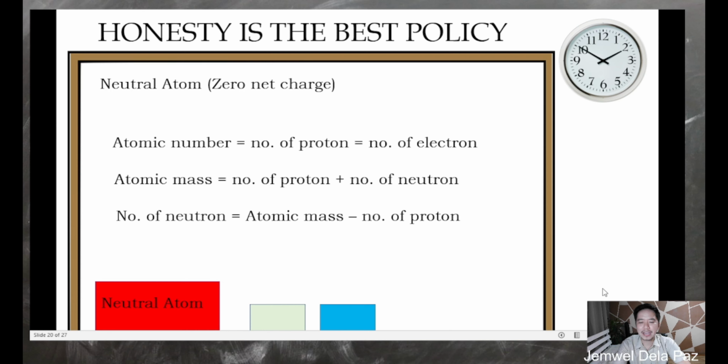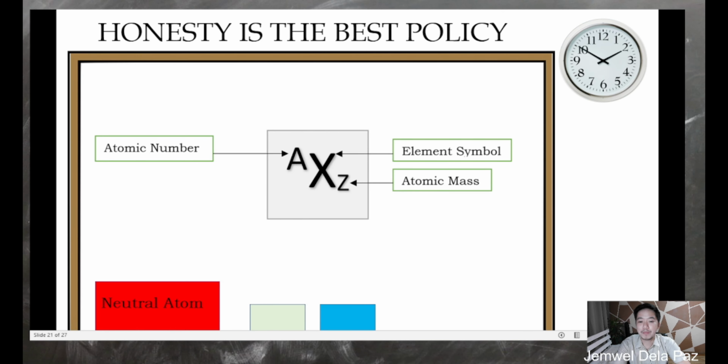Let me give you a simple exercise in determining the total number of subatomic particles of a neutral atom. Before anything else, I would like to introduce to you this simple notation. X is the element's symbol, while A is the atomic mass written as superscript, and Z is the atomic number written as subscript. Now, let me give you simple exercises to determine the total number of subatomic particles of a neutral atom.